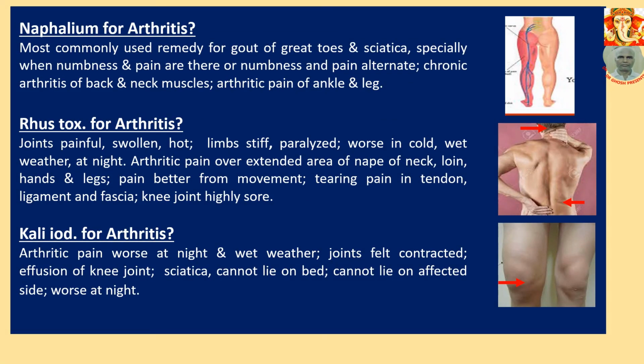Nephralium for arthritis. Most commonly used remedy for gout of great toes and sciatica. The sciatic nerve starts from the waist, just above the thighs, and runs down up to the heel. This is sciatica. It's a very painful disease. Sciatica is actually inflammation of the sciatic nerve. This is the sciatic nerve.